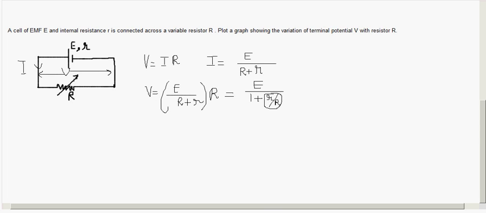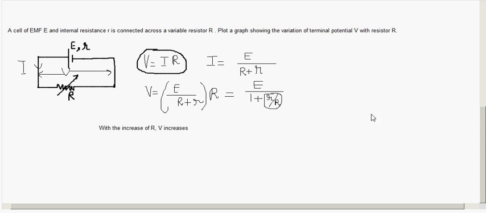We can write that with the increase of R, V increases. This can also be clear from this equation, V is equal to I into R. So we can directly tell even from this equation, if R increases, V also increases.